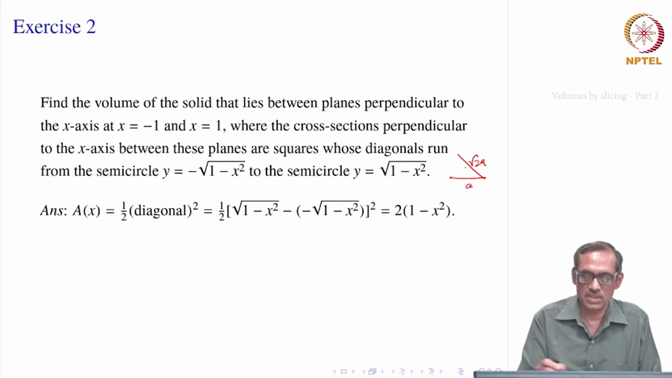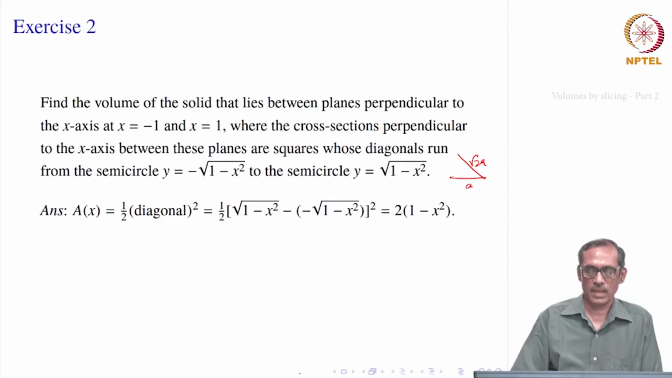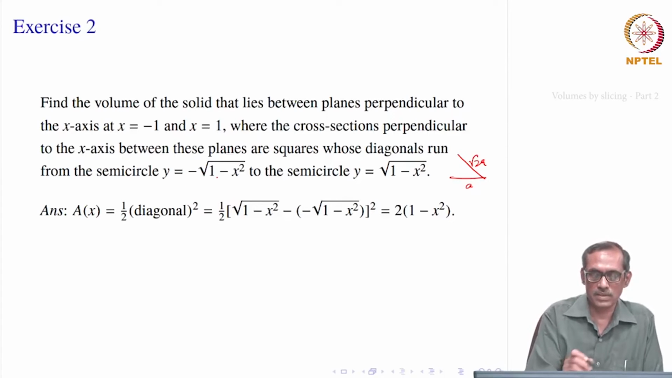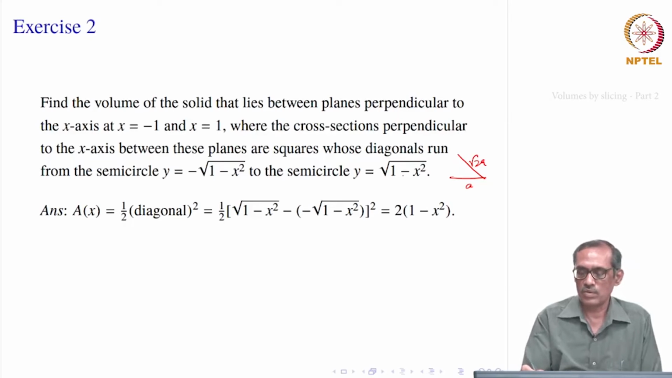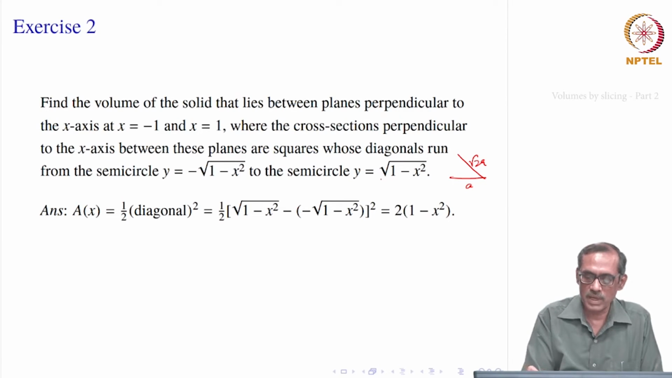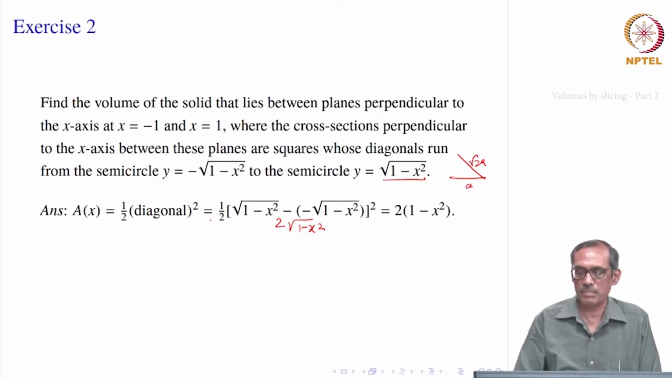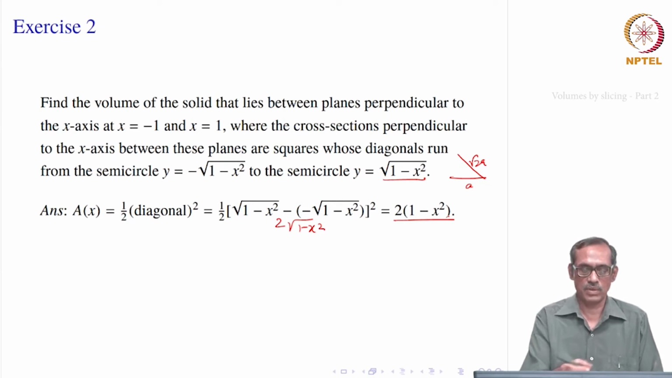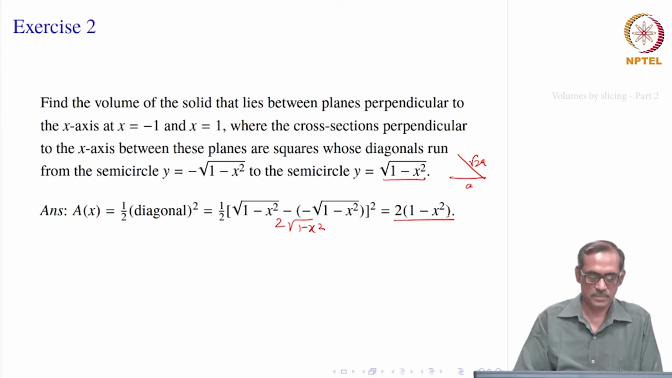So, a square's area is half of diagonal square, and since we have the diagonal between y equal to minus square root of 1 minus x square to y equal to square root of 1 minus x square, the length of the diagonal will be, this one is bigger, square root of 1 minus x square minus that, which gives 2 into square root of 1 minus x square. We have to take its square and multiply with half. So, that gives 2 into 1 minus x square. So, that is how we get the cross sectional area.